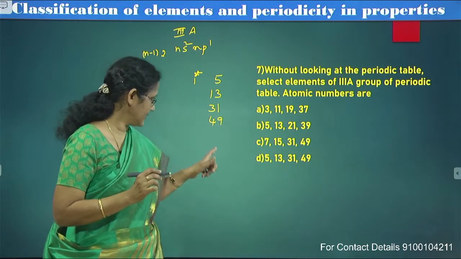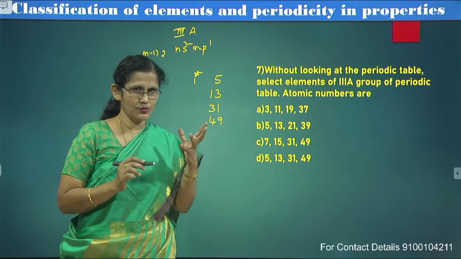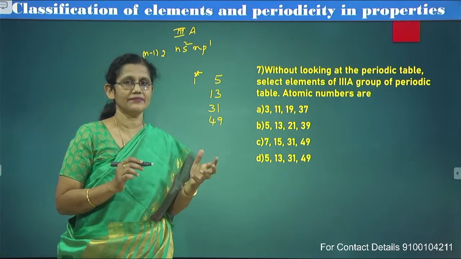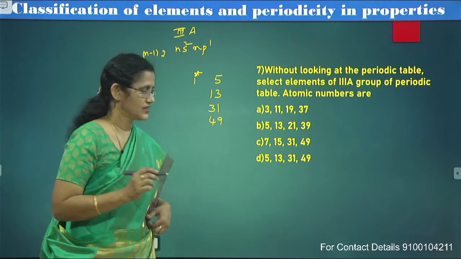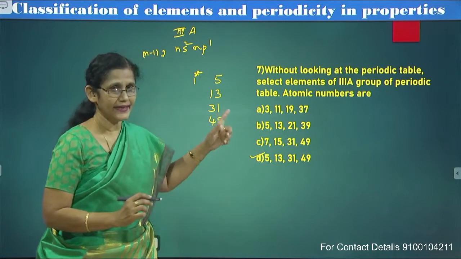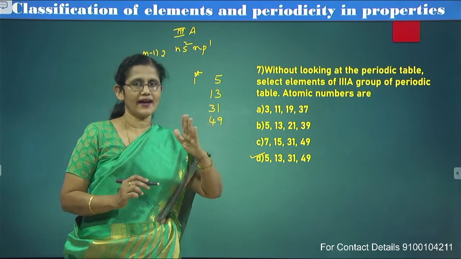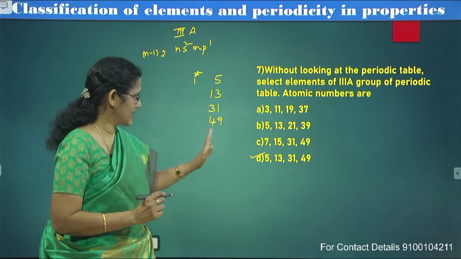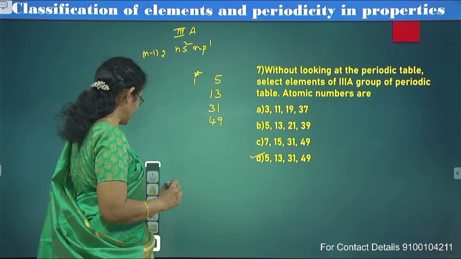5, 13, 31, 49. So, without using the periodic table, we should be in a position to identify, if you know the atomic numbers, which can be placed in the same group, right? Third A group means ns2 np1, 3 electrons are in the outside shell. Keep on adding inner shells, 2, 8, go on adding. So, they should be in the same group, right? So, the fourth option D should be the correct answer.